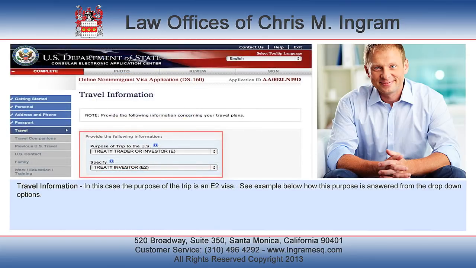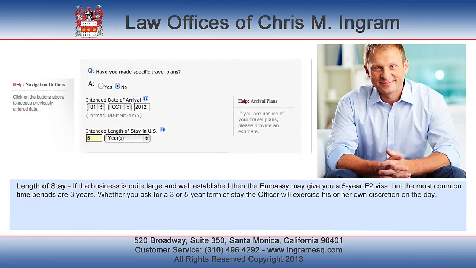Travel information. In this case, the purpose of the trip is an E2 visa, but it could be any visa at all. See in the example below how this purpose is answered from the drop-down options. Length of stay. If the business is quite large and well established, then the embassy may give you a 5-year E2 visa. But the most common time period is 3 years.